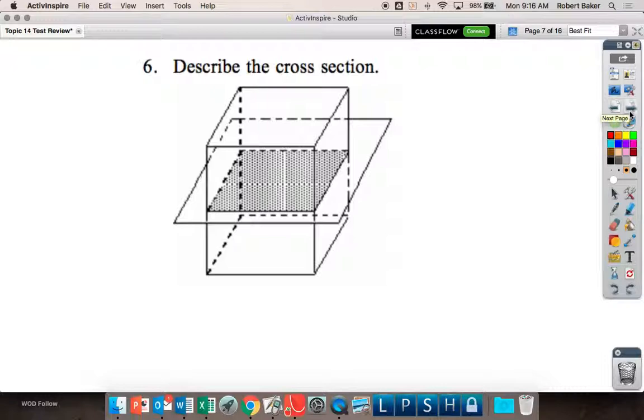Describe that. Square, rectangle, quadrilateral, anything but triangle, circle, pentagon. Okay.